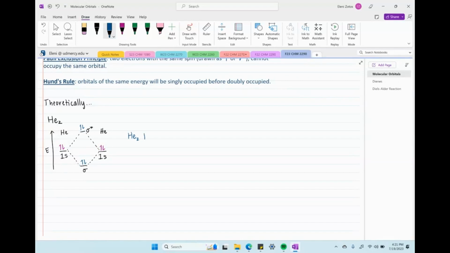Now when we calculate bond order, remember we do number of electrons in bonding orbitals, so that's 2, minus number of electrons in antibonding orbitals, that's also 2 for dihelium. Divide that by 2 to follow the formula. We have a bond order of 0. So there's no bond. Even if we tried to put 2 helium atoms together, they cannot bond to each other because we have the same number of electrons in the bonding orbital as we do the antibonding orbital.